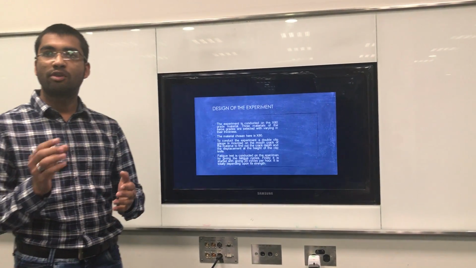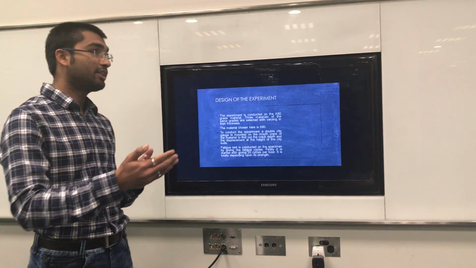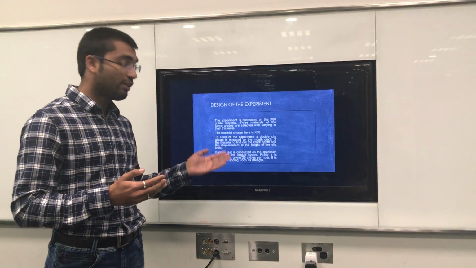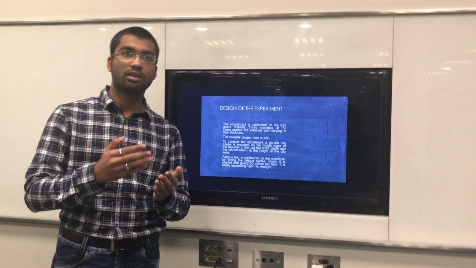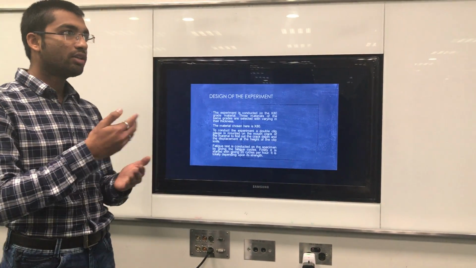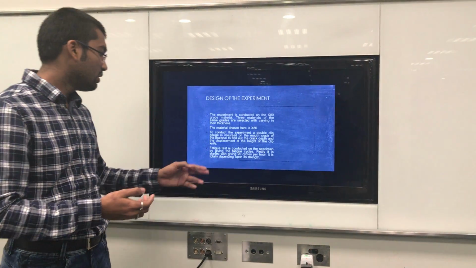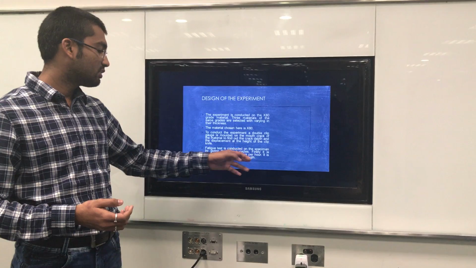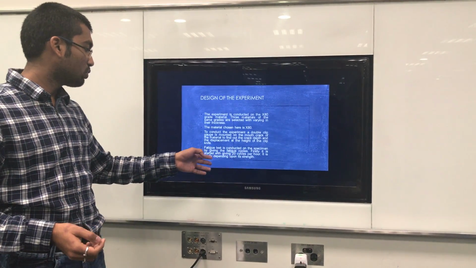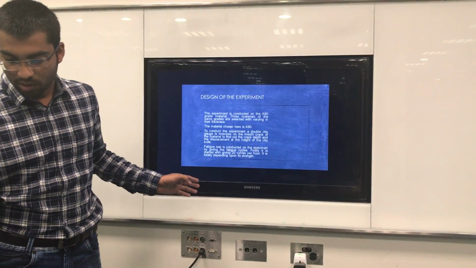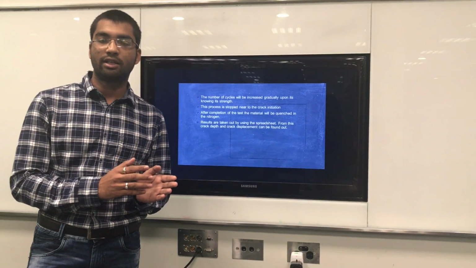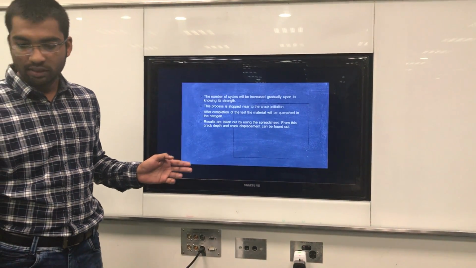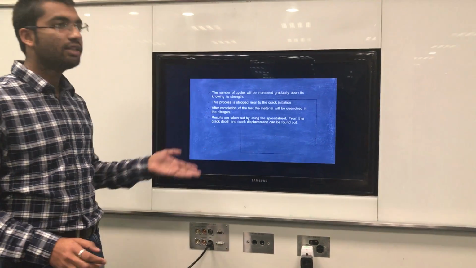Then afterwards we'll do a fatigue test. Because of the fatigue test, we'll know the toughness of the material. After giving some cycles, 20 cycles per hour for example, which totally depends upon the strength and how much fatigue it can resist, the number of cycles can be increased depending upon the strength.